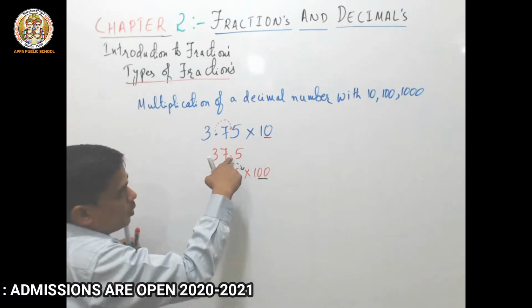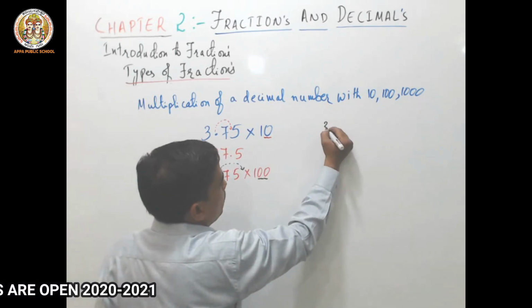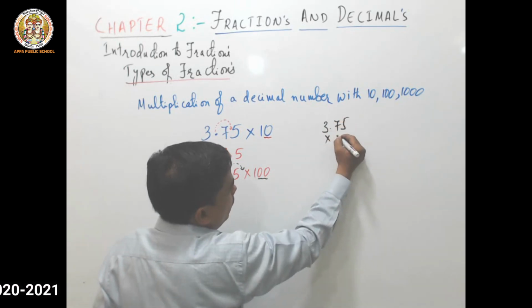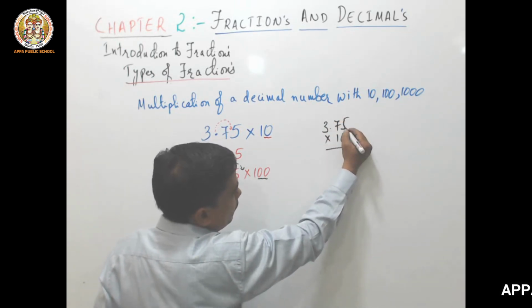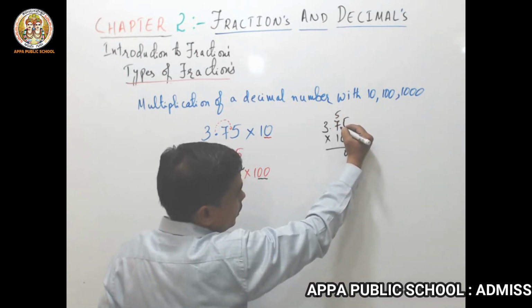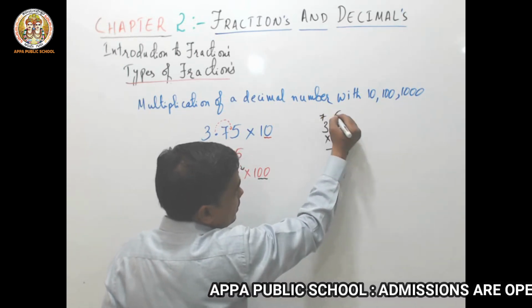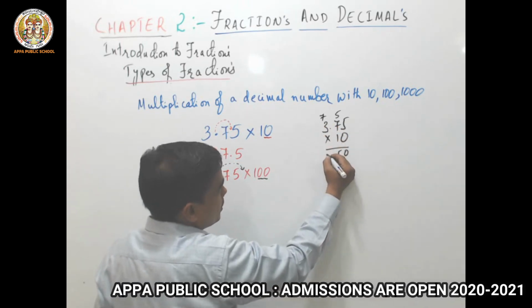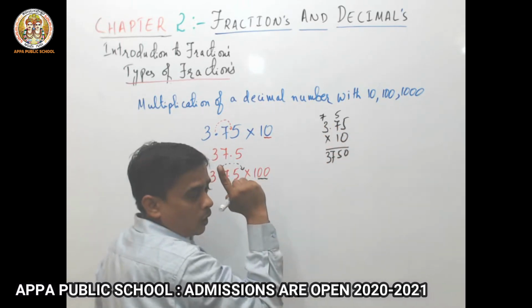How much will it be? 37.5. For example, if you multiply 3.75 by 10, how much will it be? 10 5s are 50, carry 5. 10 7s are 70, 70 plus 5 is 75, carry 7. 10 3s are 30, 30 plus 7 is 37. So now what do you have to do?